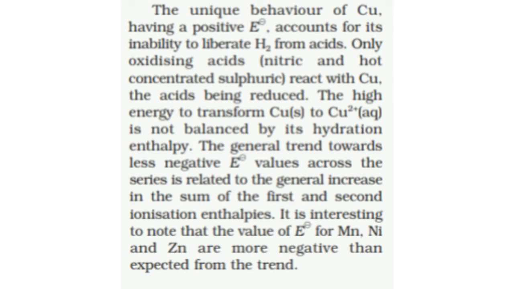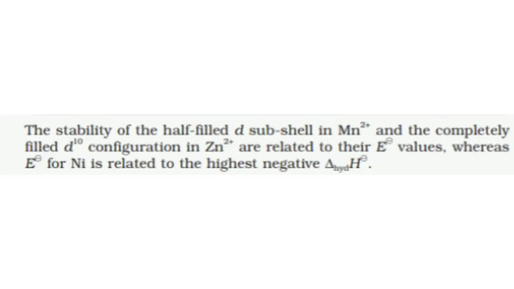The general trend towards less negative E0 values across the series is related to the general increase in the sum of first and second ionization enthalpy. It is interesting to note that the values of E0 for Mn, Ni and Zn are more negative than expected from the trend. The stability of the half-filled d subshell in Mn2+ and the completely filled d10 configuration in Zn2+ are related to their E0 values, whereas E0 for Ni is related to the highest negative ΔH hydration.